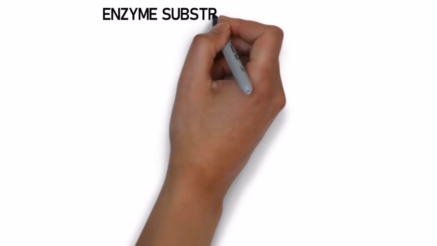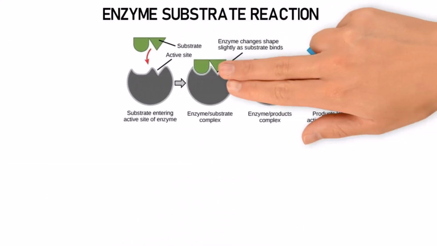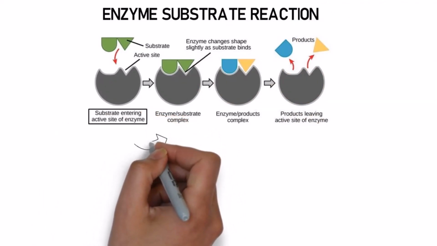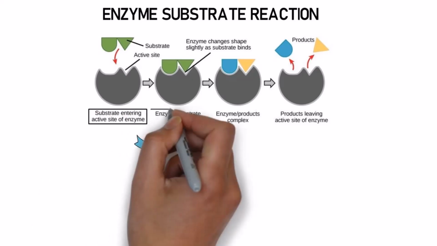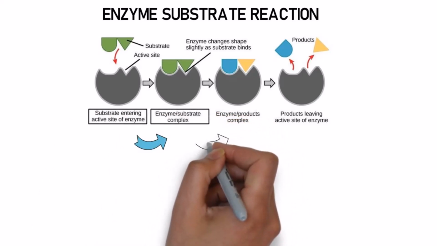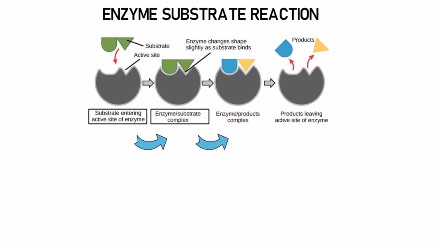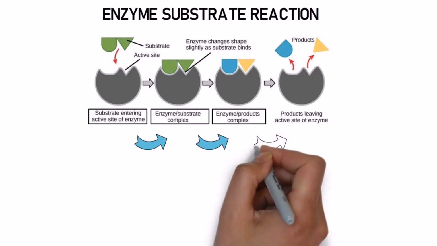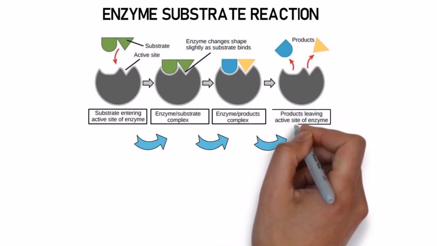In this figure, we can see how the enzyme and substrate interact to facilitate a reaction. First, the enzyme binds to the substrate at the active site. Once bound, the enzyme changes its shape slightly, creating an enzyme-substrate complex. The change in shape conformation of the enzyme catalyzes the reaction to change the substrate to the product. Once the products are created, they are released from the active site of the enzyme.